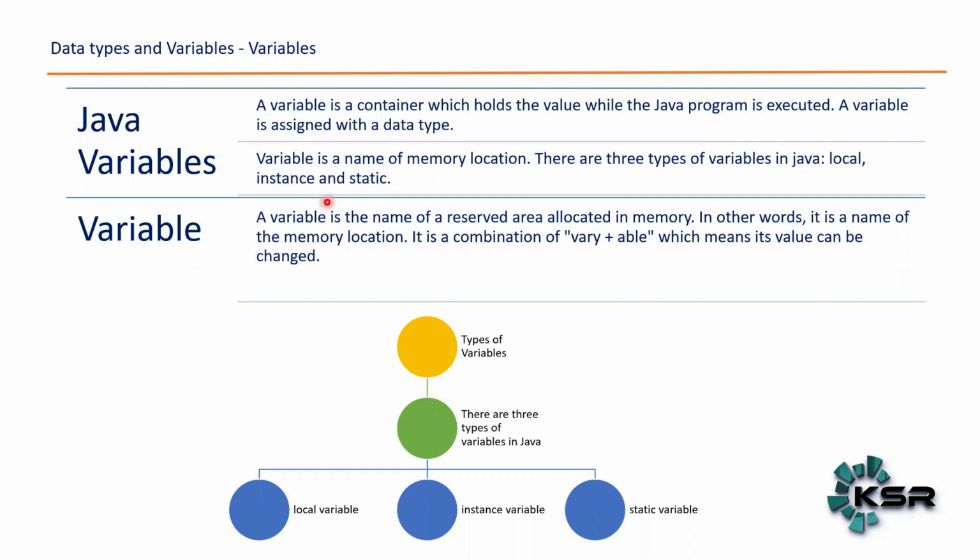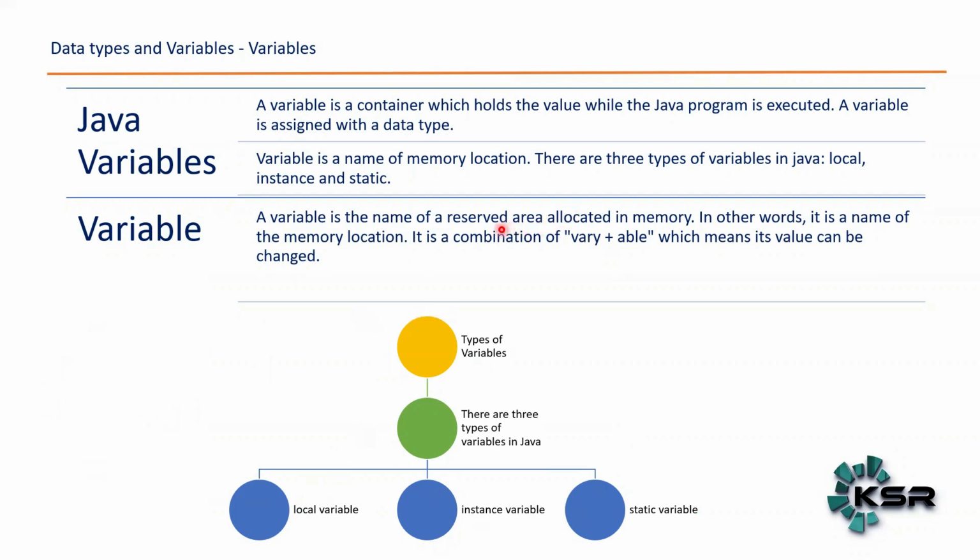There are three different variables associated with Java variables. One is the local variable, the other one is the instance variable, and the other one is the static variable, right? We'll see them one by one.